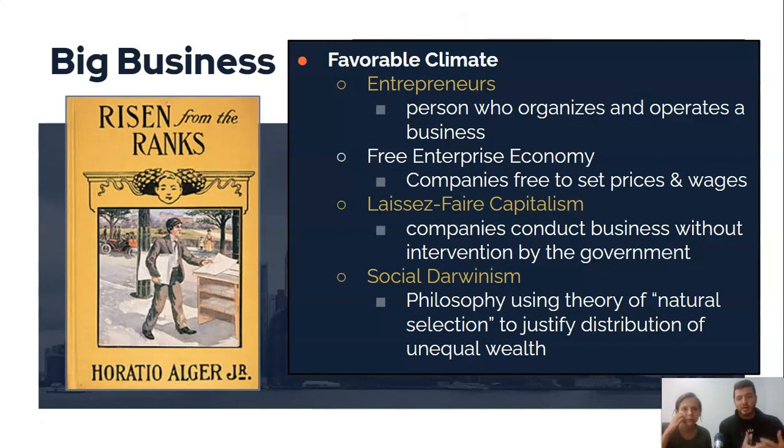The first thing was entrepreneurs. An entrepreneur is a person who organizes and operates a business. They take a little bit of a risk. If Miss Willbrand or myself start our own business, we are called an entrepreneur, and we're taking a big risk because we're using our own money to create this business. The reason why there were so many entrepreneurs is because we had a free enterprise economy, where companies were free to set prices and wages.